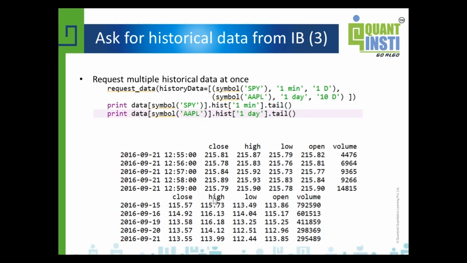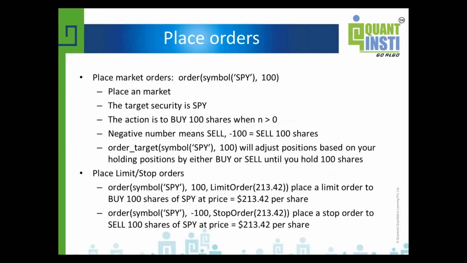A similar function to place order is order target, and you put similar attributes, parameters here to tell IBridgePy to place a target order. Target means IBridgePy will adjust positions based on your holding positions, either buy or sell, until you hold 100 shares.